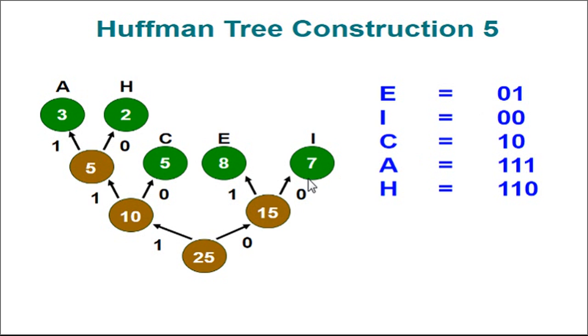In the same manner, to find the coding for symbol I, we follow the path from 25, 15 to I. Thus 00 is the code for I. Then if you consider symbol C, from this root node we have to follow this direction from 25, 10, 5. So it is 10. C will be coded as 10. To get the code for A, we follow this path again, 1, 1 and 1. So the code for A is 111. And lastly for H, we again follow this path, so 1, 1 and H.